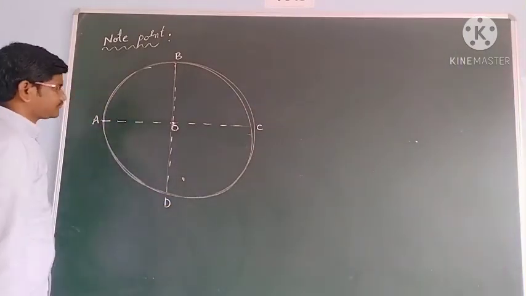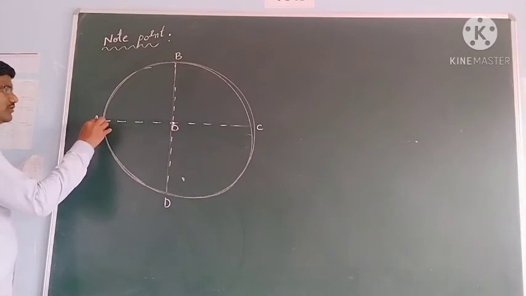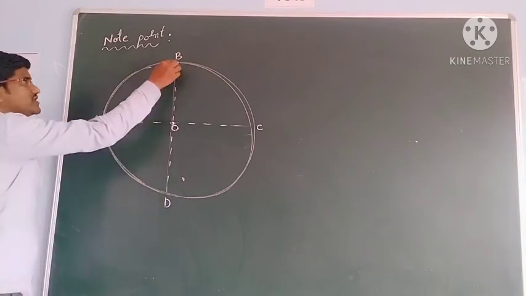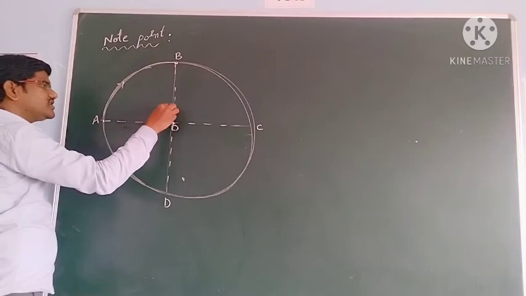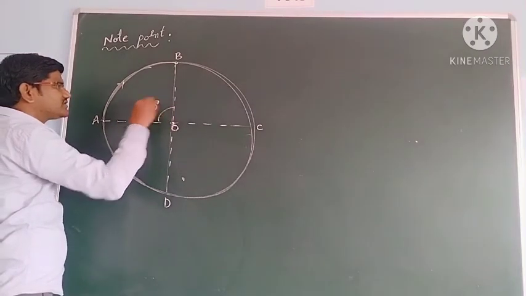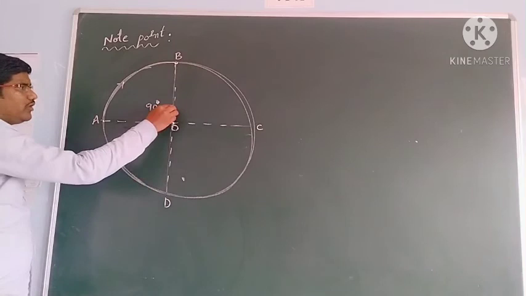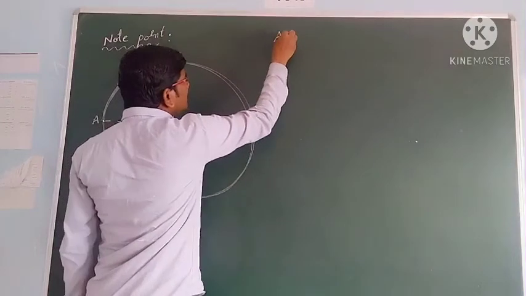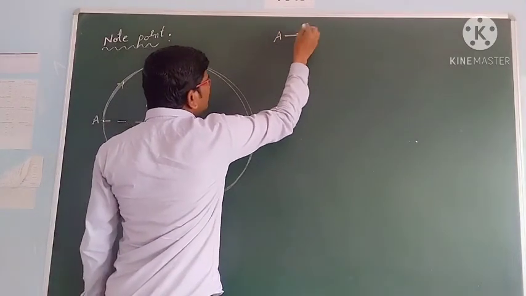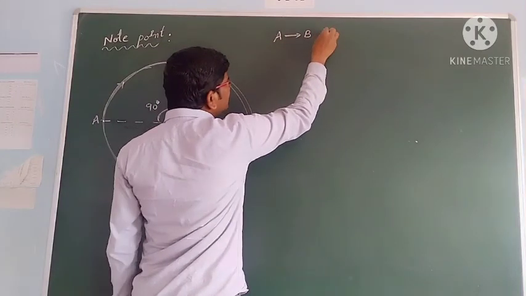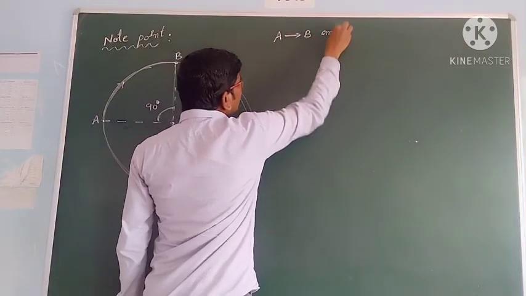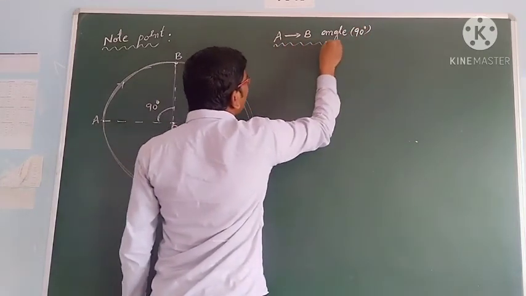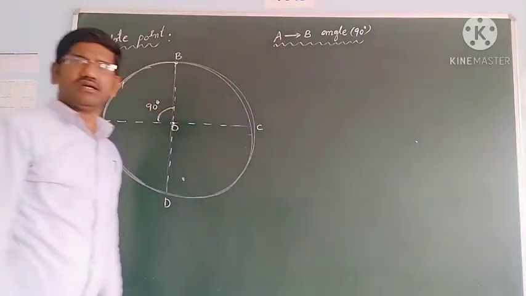Okay students, now the particle starts at A and reaches B. So this is called an arc. How much angle does it make here? 90 degrees. Okay, so now I want distance and displacement for path A to B. So it has moved from A to B, angle is 90 degrees. Now I want distance and displacement.